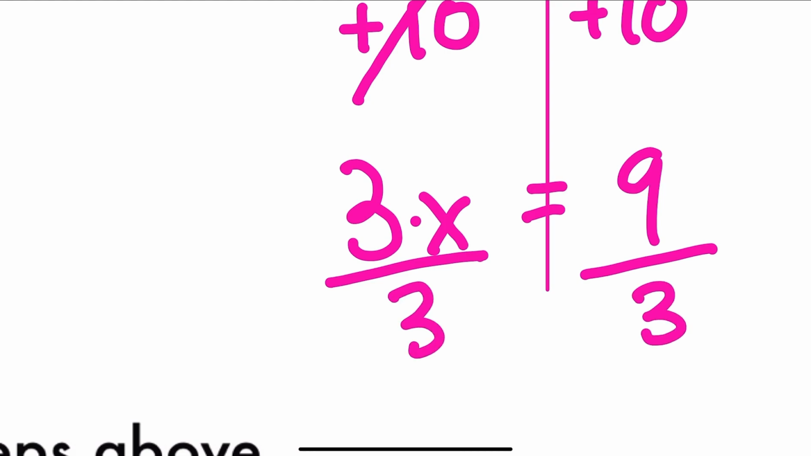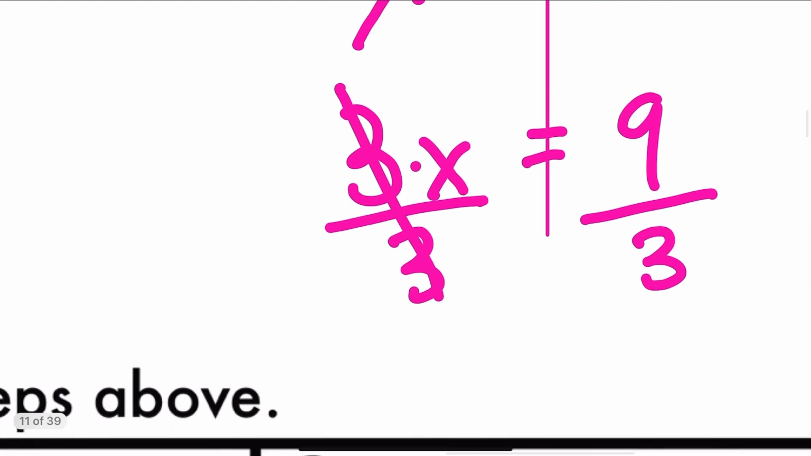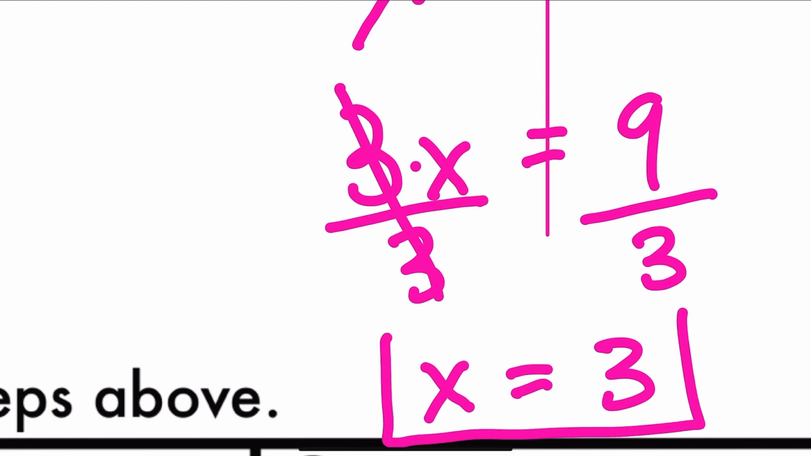I'm dividing by 3 because that's the number that I want to get rid of. Again, 3 divided by 3 is going to give me a 1. So I don't need to write in that 1. I could just leave it as x equals 9 divided by 3. That's going to be 3. And now I have my x by itself and I know its value.